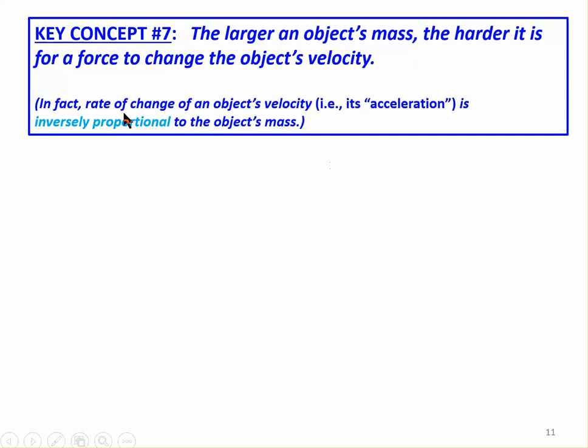Okay? And in fact, it turns out that the rate of change of the object's velocity, in other words, the object's acceleration, is inversely proportional to the object's mass. So the more massive it is, the rate of change of the object's velocity, in other words, its acceleration, is going to be less.